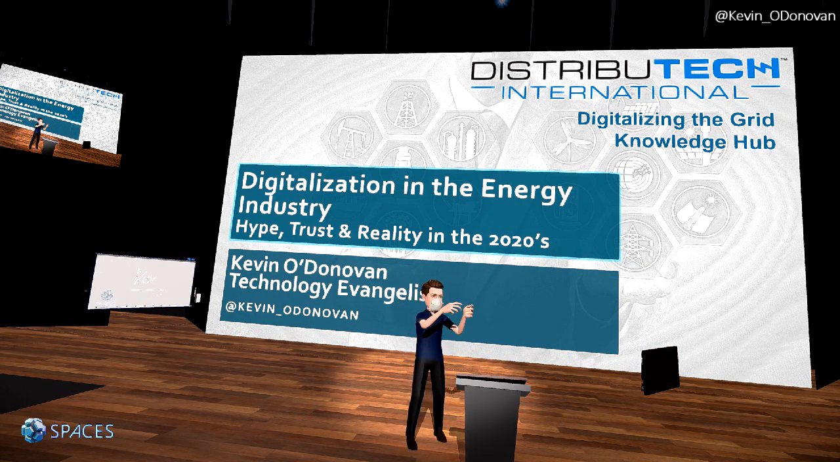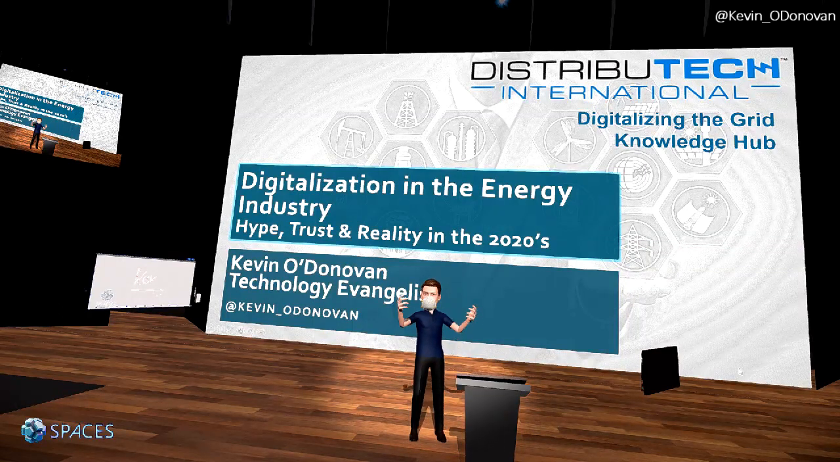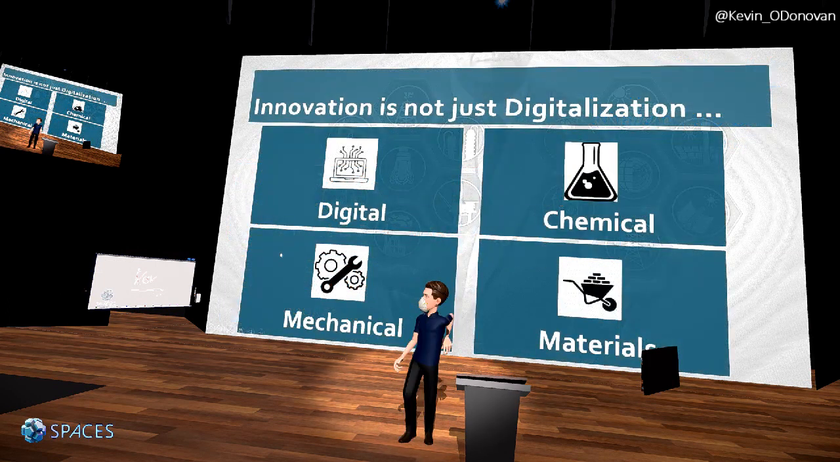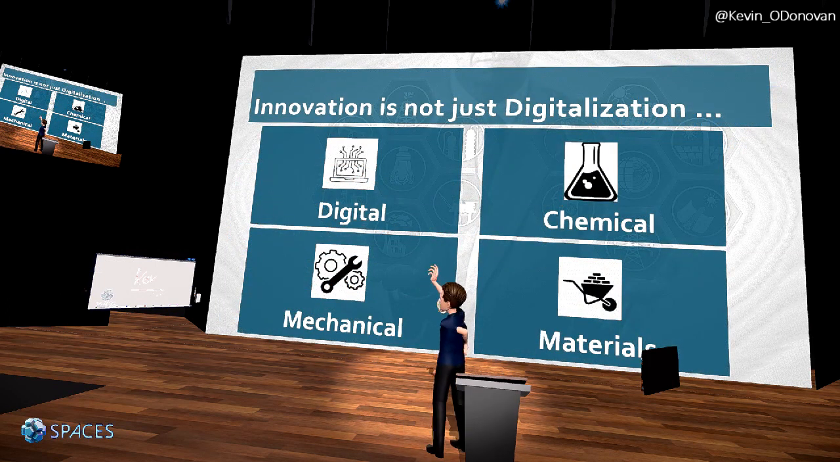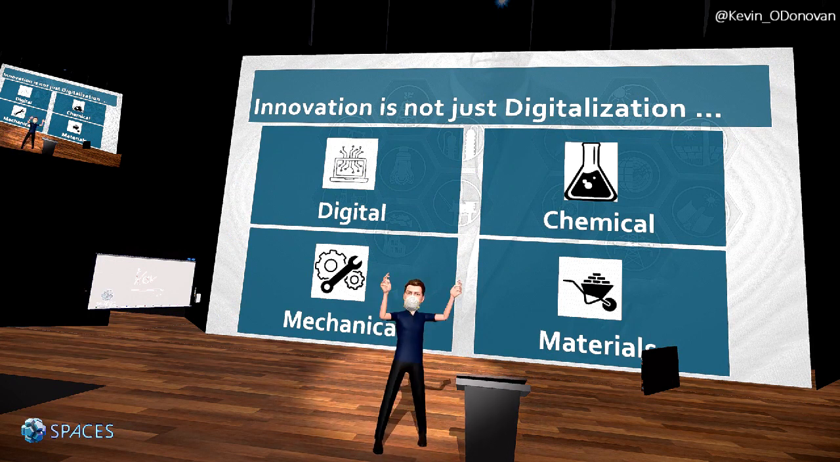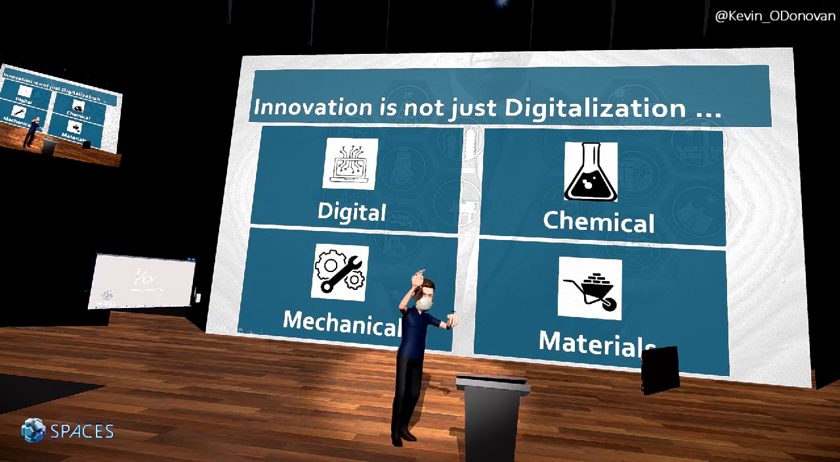Now, I'll show you what I'm seeing in a few minutes. I'll turn around the camera. But I'm here, I'm going to deliver my presentation. I go forward with the slides. I will talk about innovation is not just digitalization. We'll talk about digital. We'll talk about chemical, materials, mechanical. You get the idea. You can interact with your presentation. And for someone like me that needs to move around and use the hands, this is very cool.